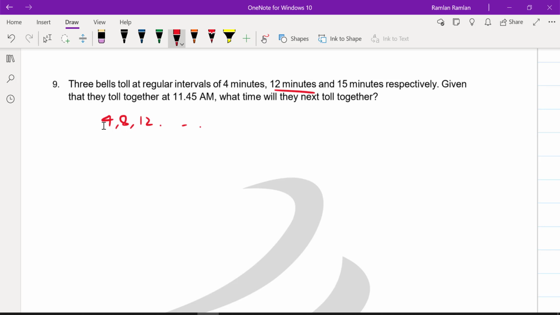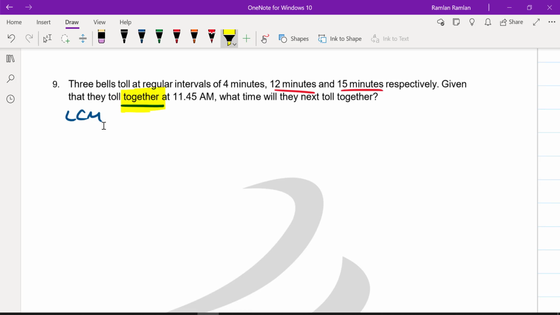The second one will be 12 minutes, and then 24 minutes, and so on. The same thing with this one: 15, and then 30, and so on. So for this question, we're going to find the lowest common multiple, or the least common multiple, because it said that they are going to toll together again. So actually we have a keyword in here, right?